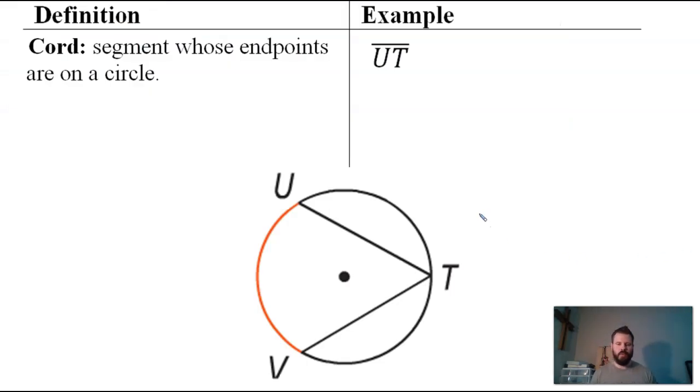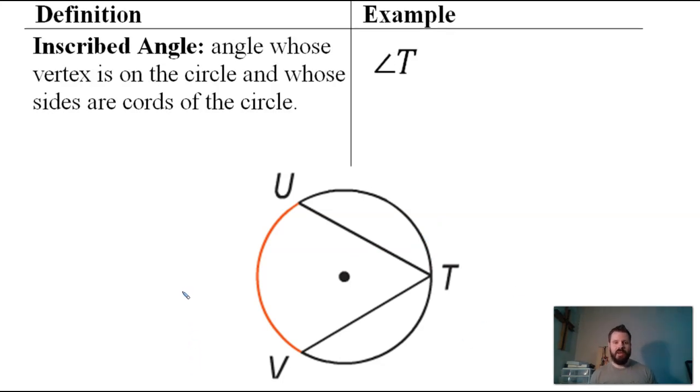So with this section, here's the setup we're dealing with. Informally, when I say inscribed angles, we're just talking about an angle that's inside of a circle. Let's do the formal definition part. First off, we need to talk about something called a chord. A chord is a segment whose endpoints are on a circle. An example of a chord here would be UT, because U is on the side of the circle and T is on the side of the circle. A diameter would be a chord as well.